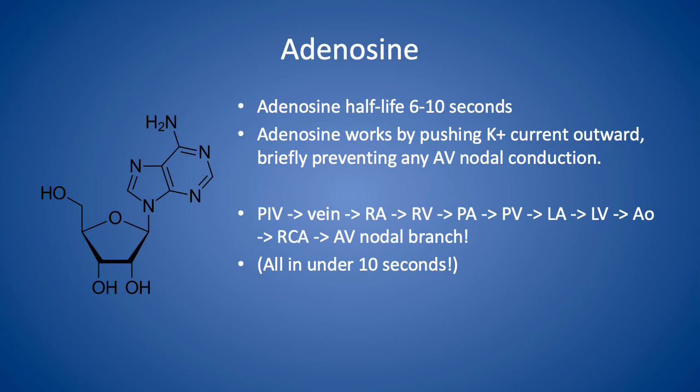It gets into the left atrium, the left ventricle, and then out the aorta. And then goes into the right coronary artery, and in about 80 to 90%, the AV nodal branch comes off the RCA, and finally gets into the AV nodal tissue. And so you can imagine when you're injecting or administering adenosine, this has to make it all the way to the AV nodal branch in under 10 seconds.